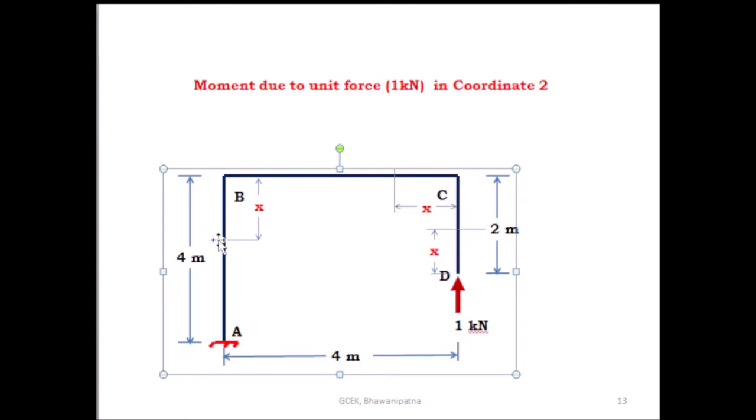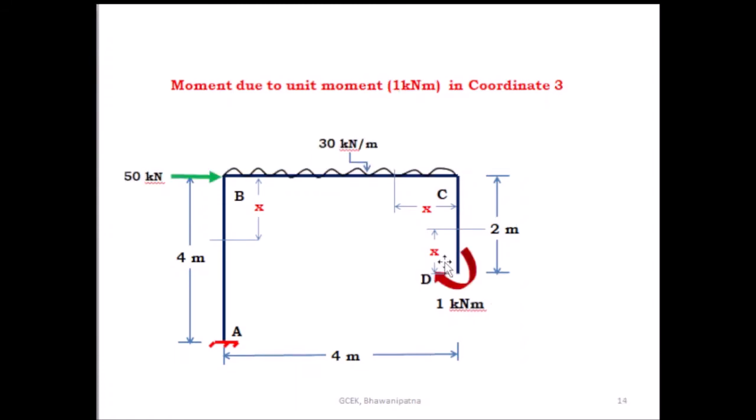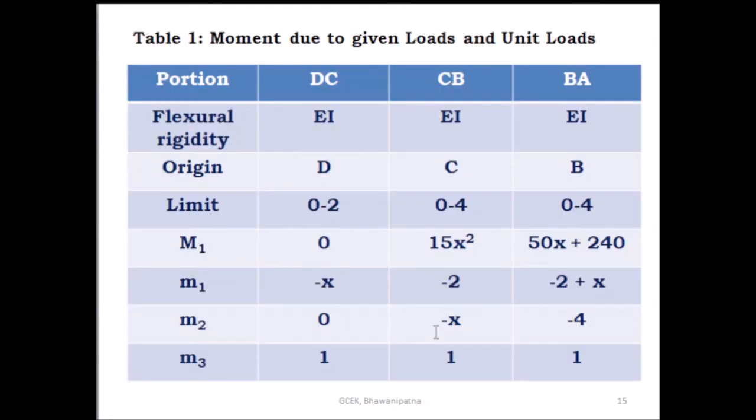Then what is the moment here? Take a section at a distance x from the point B. So what is the moment here? This is minus 1 into 4. This is anti-clockwise, minus 1 into the perpendicular distance. So here this is minus 4, and here minus x, and here 0.